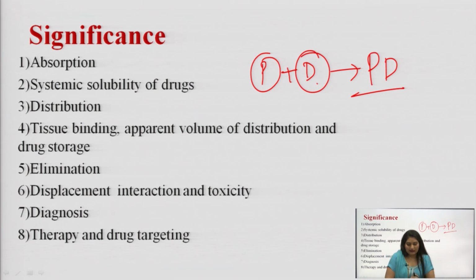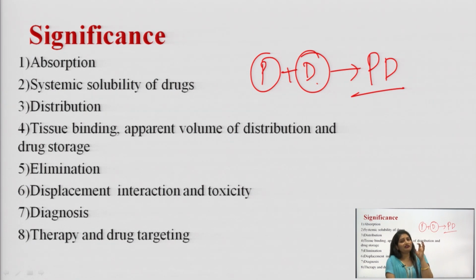Okay. Third one is the distribution. Drug protein binding will severely affect the distribution of drug. Protein drug binding decreases the drug distribution in the body. Why? Because protein bound drug is big in size. The size of the molecule will increase after binding to the protein, and if the size is high, then it cannot cross the cell membrane. So, its distribution is restricted.